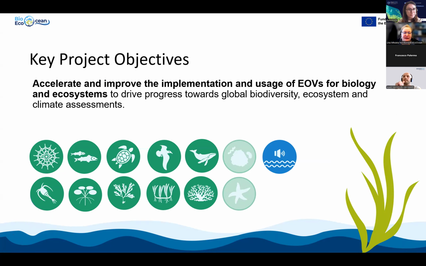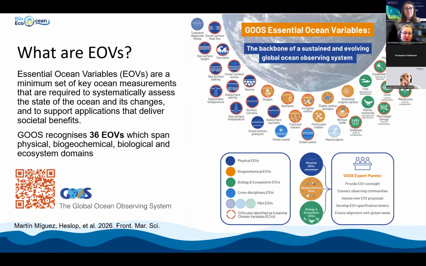So what are these EOVs? The essential ocean variables are governed by GOOS, and they are a set of key ocean measurements that really help us understand the ocean and its change. GOOS recognizes 36 of these essential ocean variables. If you would like to read more about them, you can scan the QR code. I will post the links also in the chat later. It's a newly published paper describing the process of developing the EOVs.